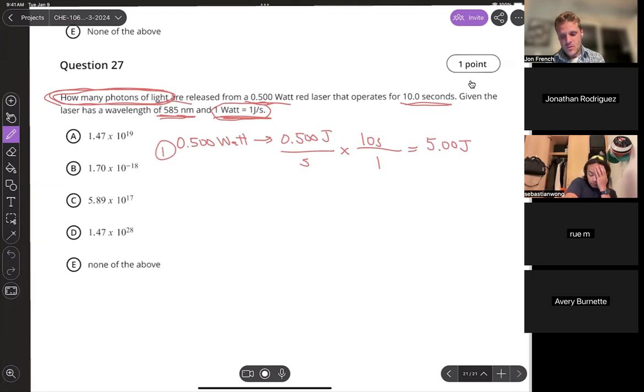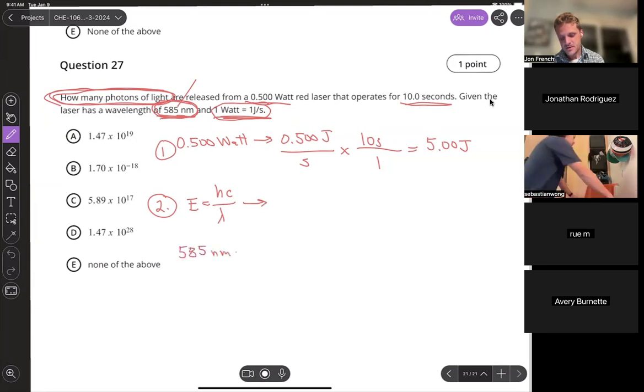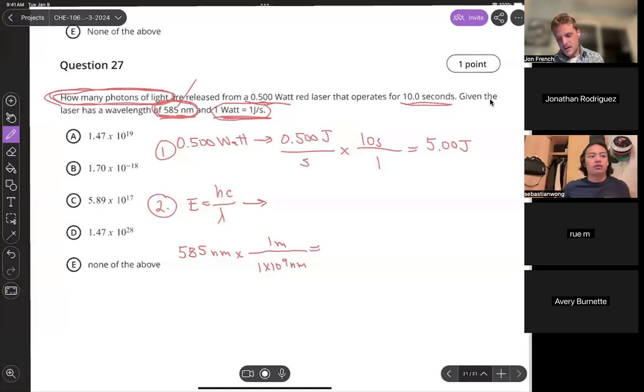Now we need to find how much energy is in 1 photon of this light of 585 nanometers. We know energy equals Planck's constant times speed of light all over wavelength. For this equation, I need to use my wavelength in meters. So 585 nanometers, we know 1 times 10 to the 9 nanometers are in 1 meter, so I've got 5.85 times 10 to the minus 7 meters.